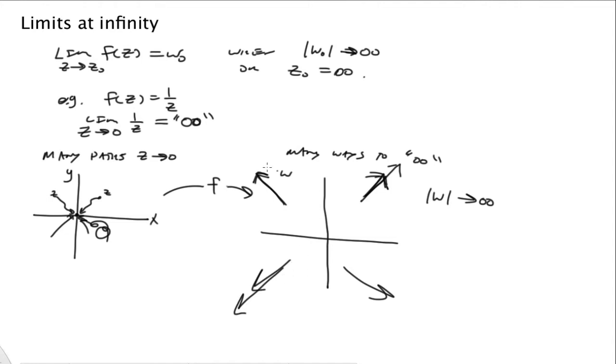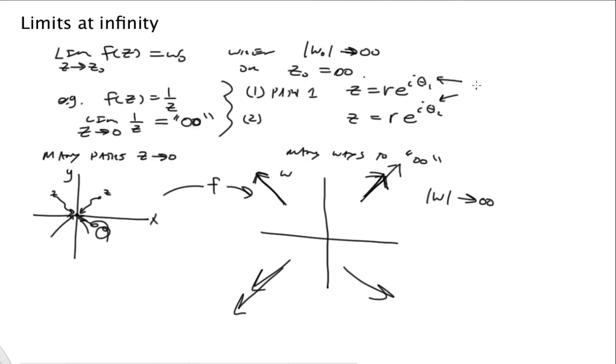So we have to have some sort of language for talking about this ambiguity that's going on here. So let's talk about this example. For instance, now let's try two paths. I'm going to try path 1, which is going to be, let's say, z equal to r e to the i theta 1. Okay, and I'm going to take path 2 to be z equals r e to the i theta 2, where these are fixed angles.